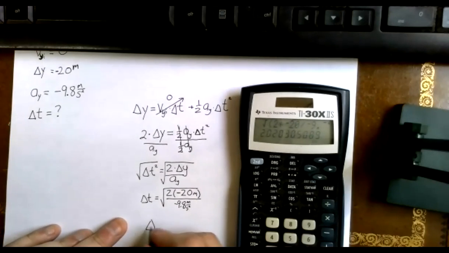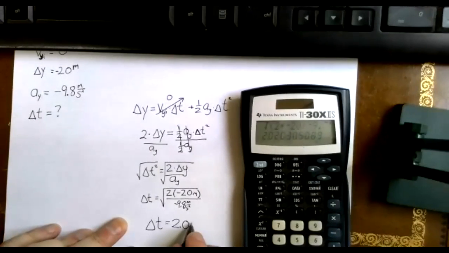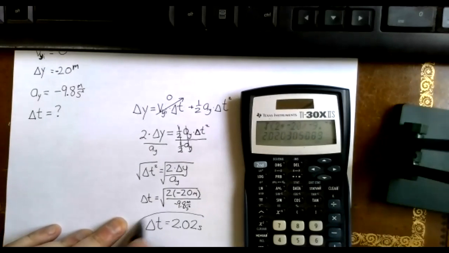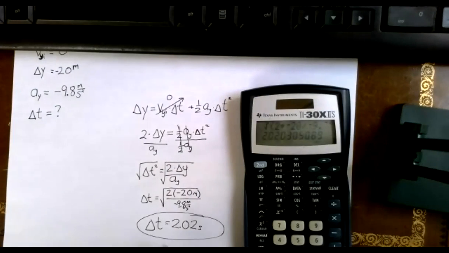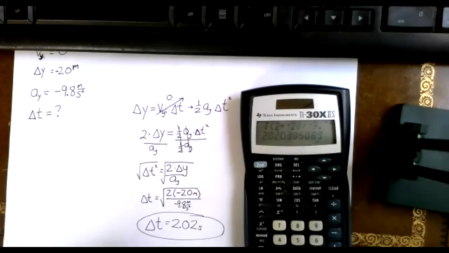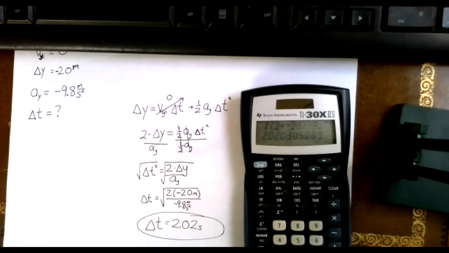So 2.02 seconds would be how long it takes. And that seems right because seconds is the unit I get. That's the unit of time. And 2 seconds for something to fall from a height of 20 meters, that sounds pretty reasonable if you've ever seen anything fall. Okay.